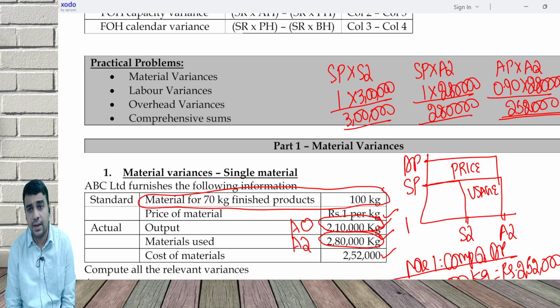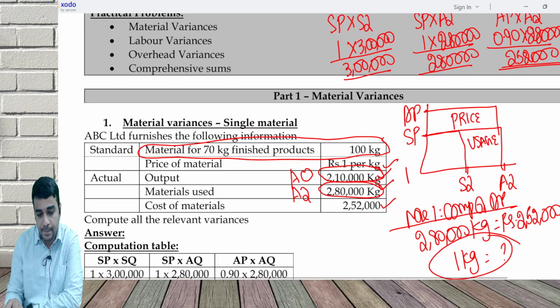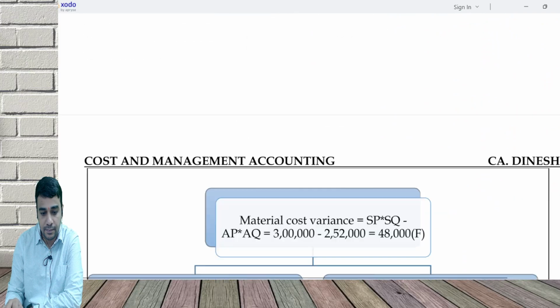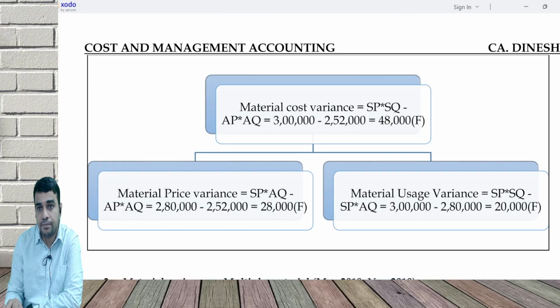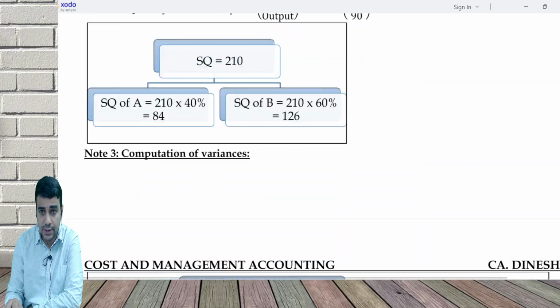How much is material cost variance? 48,000 favorable. Price variance 28,000 favorable. Usage variance 20,000 favorable. Any doubts on this? Objective is to calculate and then fix responsibility. How responsibility is fixed and all you will see later. But once this is computed, we'll go ahead and then fix responsibility for these people. Clear? Any doubts on this? Can you proceed?